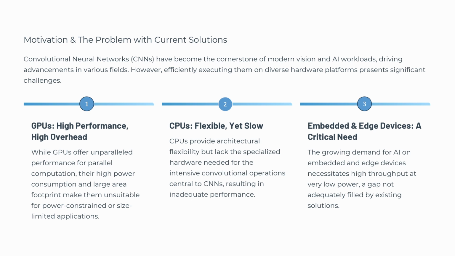Convolutional neural networks are everywhere today, in cameras, autonomous systems, mobile devices, and IoT. Most acceleration relies on GPUs, which offer great performance, but at a power level that is not practical for many embedded or edge platforms. On the other side, CPUs are flexible but do not provide enough parallelism for convolution-heavy workloads. Our goal is to bridge this gap: to design an architecture that can execute CNN workloads with GPU-like throughput but at a fraction of the power and the area, suitable for embedded systems.